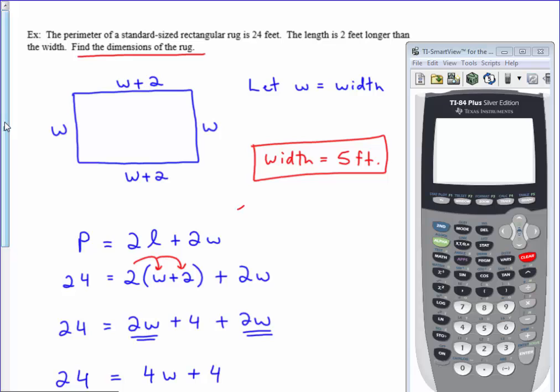Now, the length, we were told, was 2 foot greater than the width. So in this case, because the width was 5 feet, then the length is going to be 7 feet.